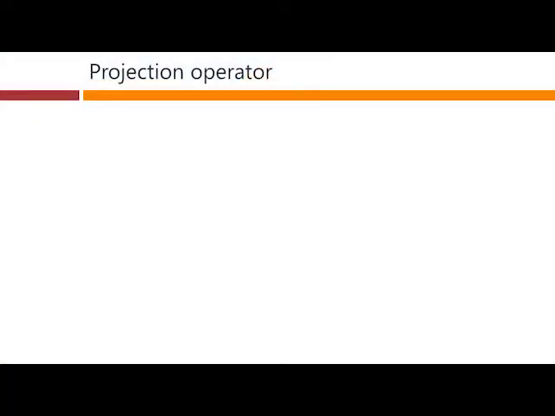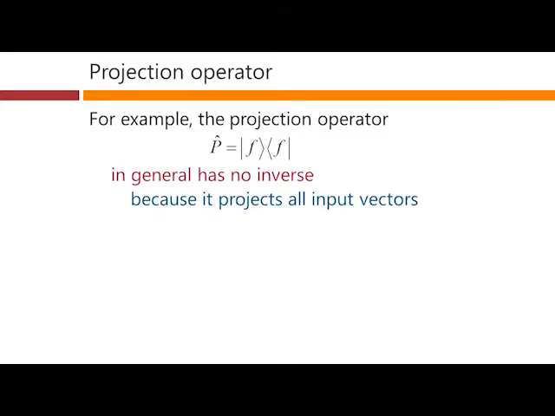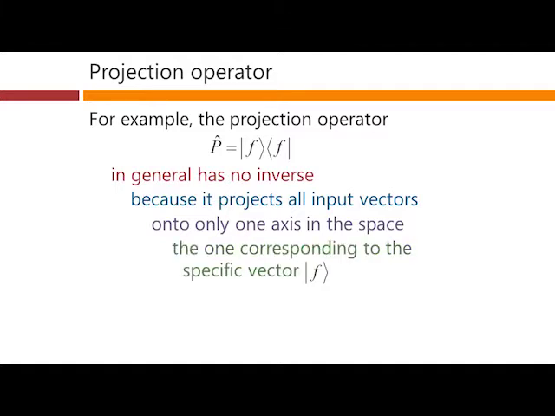A good example of an operator that does not generally have an inverse is a projection operator. So a projection operator might be like this. We have some specific function or vector f, and here it is in ket form, and here it is in bra form, so we're taking the outer product of these two. But in general, if we choose some specific value of f, this does not have an inverse. The reason why is it projects all input vectors onto only one axis in the space, the one corresponding to the specific vector f.